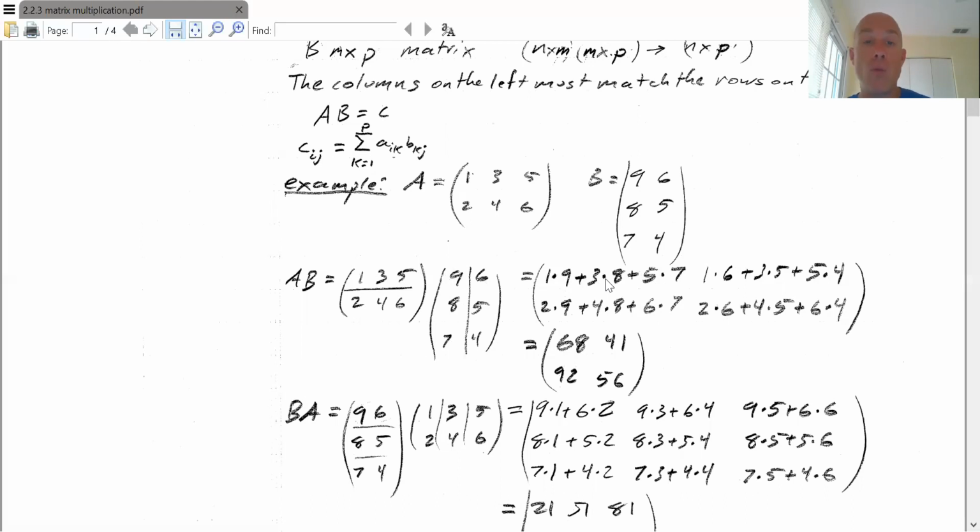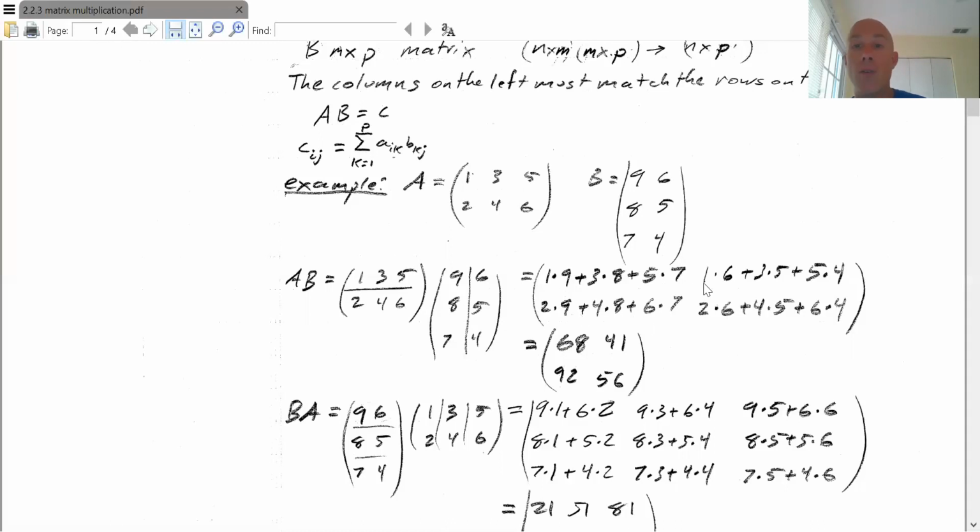Let's move down one. Now I want second row, first column. That's going to be in the second row, first column position. I've got 2, 4, and 6, and 9, 8, and 7. Do you see that going first position, second position, and third position? I multiply them together, then I add them all up.